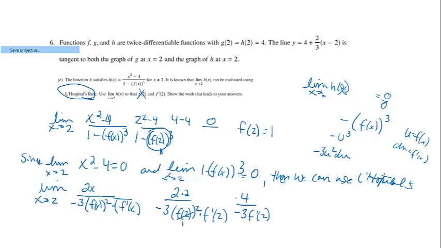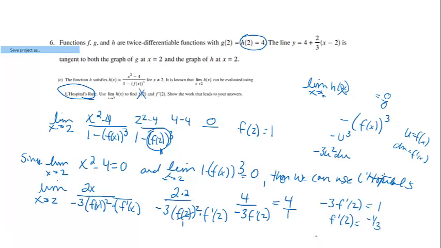Okay, so now from here, we actually know what h of 2 is equal to. H of 2 is equal to 4, so we know the limit as x approaches 2 of this function has to equal 4. So it already says 4, so we know the denominator is going to have to be 4, so negative 3 f prime of 2 is going to have to equal 1. So solving for f prime of 2, we know that f prime of 2 is equal to negative 1/3. So that was what I would do on this one.